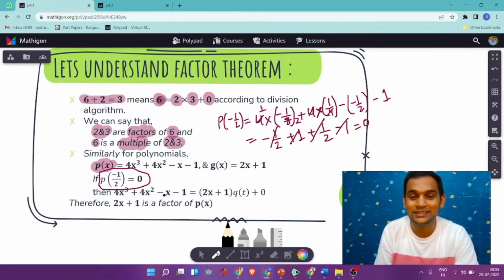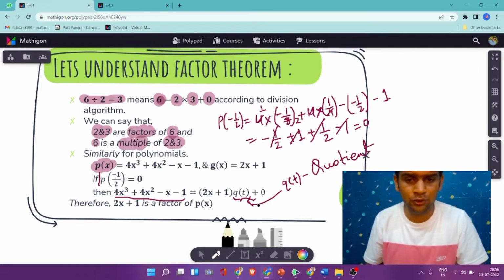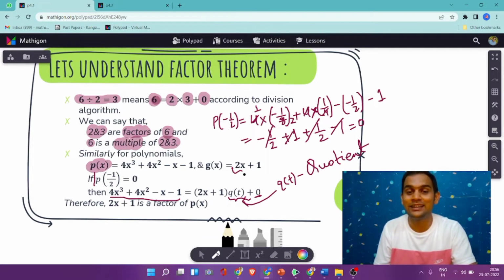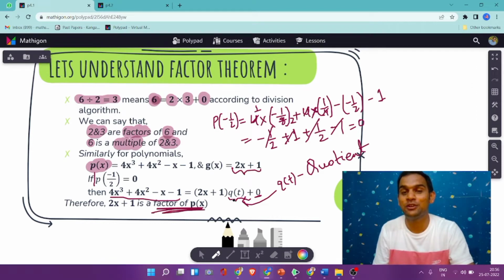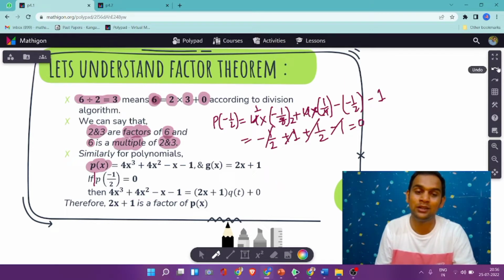Then, can we write according to the division algorithm that p of x, the complete polynomial, is equal to 2x plus 1 multiplied by q of x, where q of x is the quotient? It is also a polynomial, and obviously when you divide, you get a polynomial. So this polynomial does exist and the remainder is 0. Therefore we can say that 2x plus 1 is a factor of p of x. What do you understand? We took help of the remainder theorem and then showed the possibility of the divisor being a factor. This is the factor theorem.